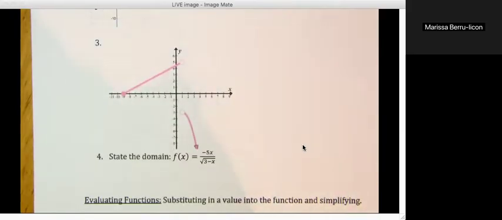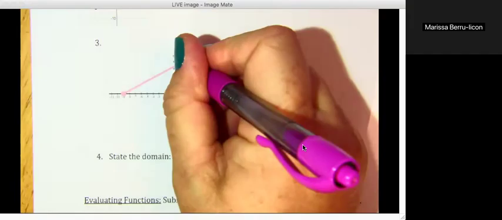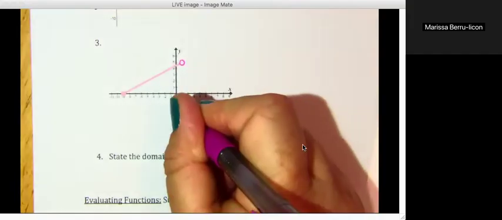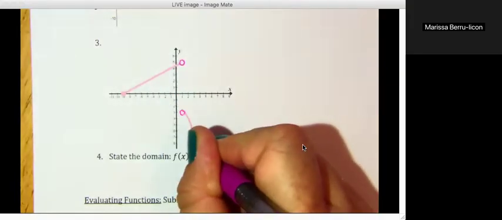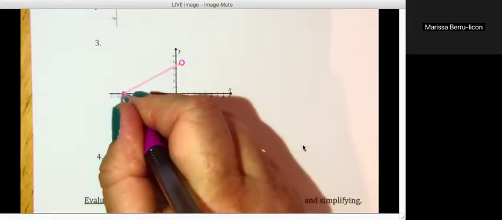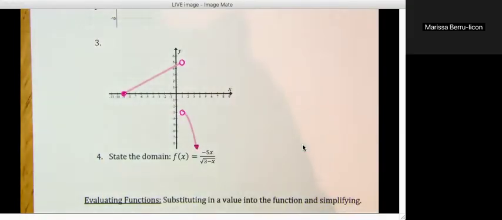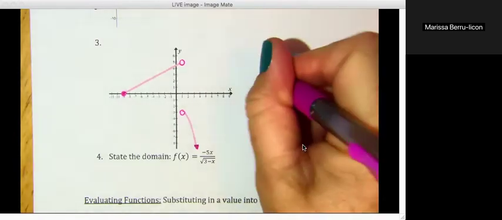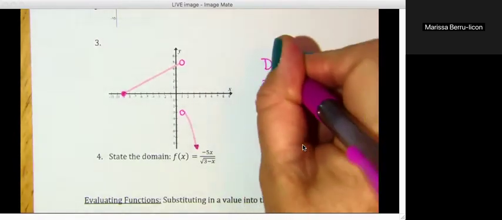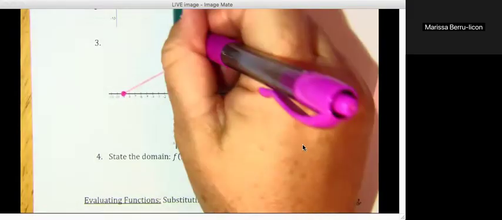The next one looks a bit faded, so I'm just going to give it a little bit more definition here. And you can see here that we have some closed dots, some open dots, and then this function continues down here forever. So if I'm stating my domain and my range, we can see that we have what's called a piecewise function.